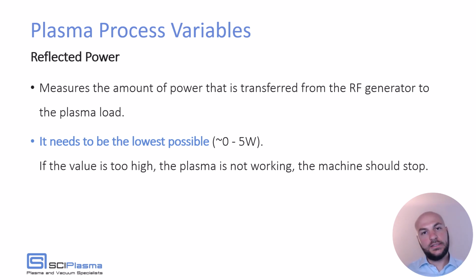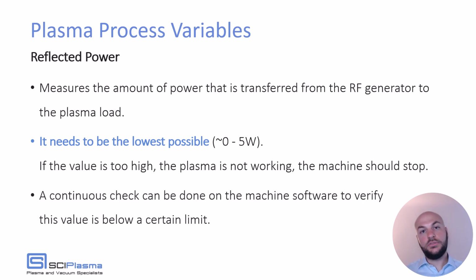So what we can do from an engineering point of view in the machines is to measure the reflected power and monitor it during the step where the plasma is on. If this value is above a certain threshold, for example 50 watt, the machine will stop and say, okay, the plasma is no longer delivering the results that we want because there is a lot of reflected power. And so the machine will stop to avoid sending downstream product that has not been cleaned properly. So we can continuously check this, and if the value is above a certain limit, we will stop the process and inform the operator.